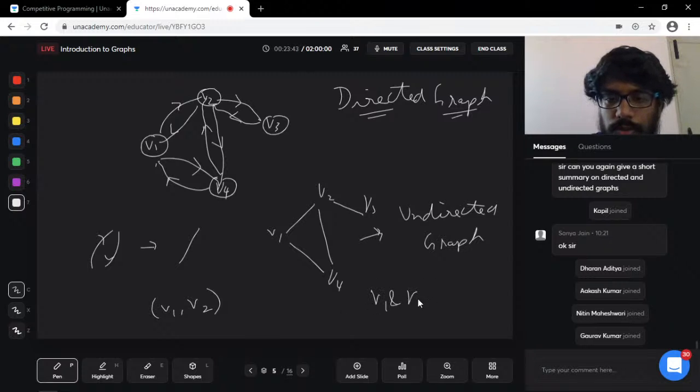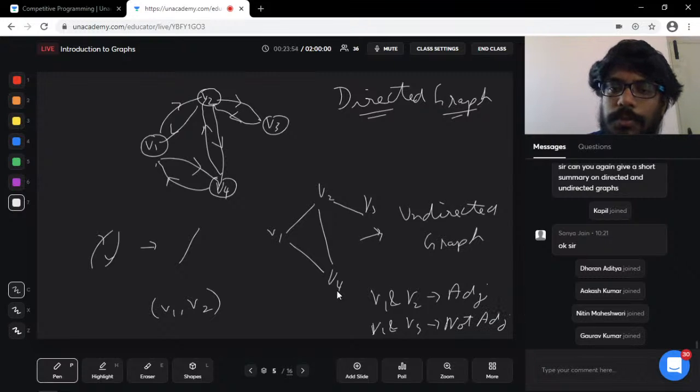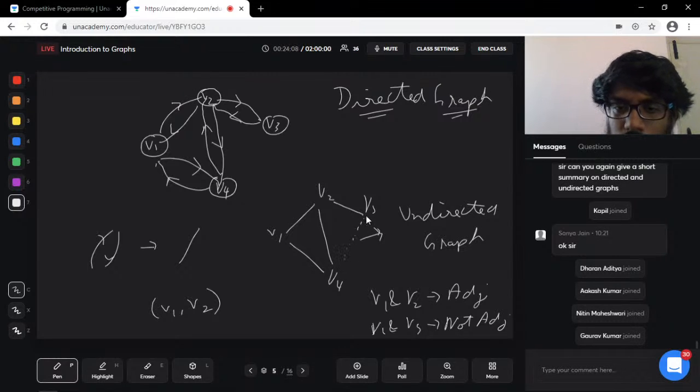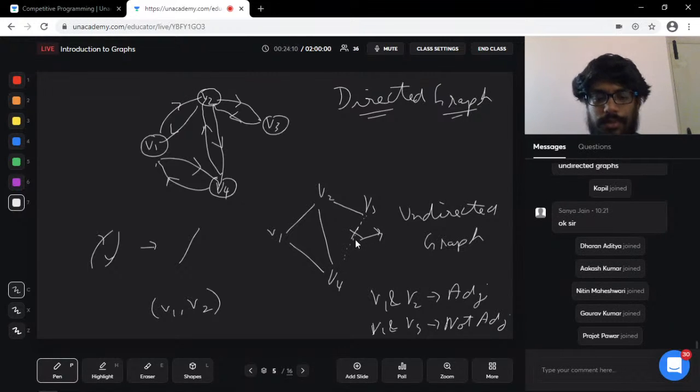V1 and V2 adjacent. V1 and V3 not adjacent. So similarly, what about V2 and V4? Are they adjacent or not? They are, right? Because there is a direct edge between them. But what about V4 and V3? They are not adjacent because there is no edge here. This edge is not there. So V4 and V3 are not adjacent in this example.